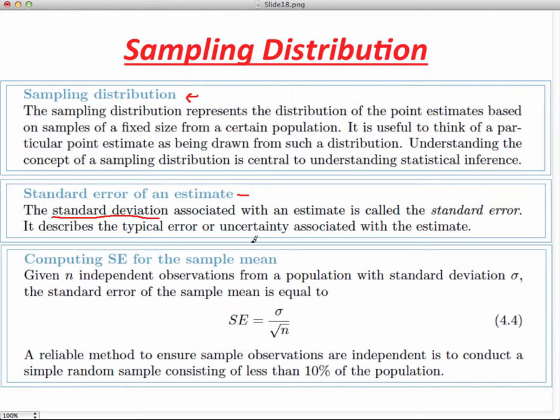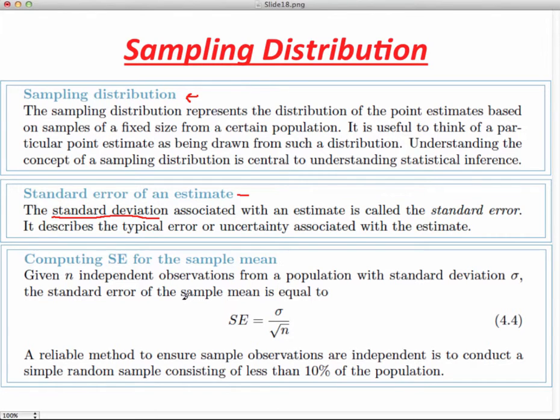How do we compute that? As we'll see, it's very useful to be able to calculate that number, and as it turns out, we can show mathematically that given n independent observations from the population with standard deviation sigma, the standard error of the sample mean is equal to sigma divided by the square root of n. A reliable method to ensure sample observations are independent is to conduct a simple random sample consisting of less than 10% of the population. After that, things get a little bit sketchy. But if we get a good size sample from a population and it's less than 10% of the population, then we're good to go.